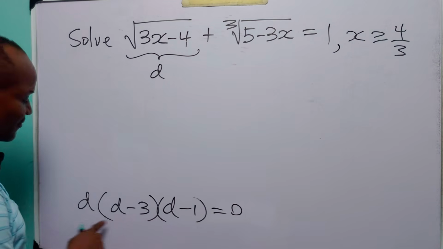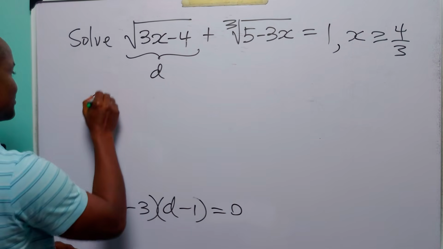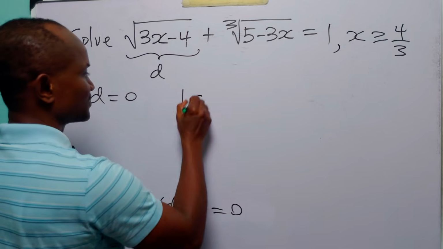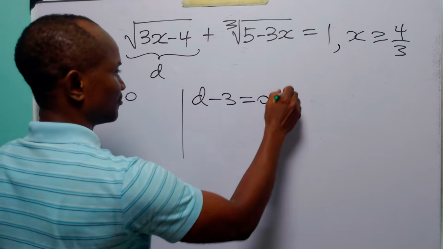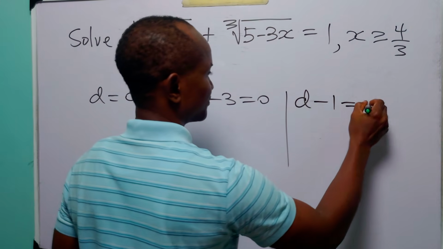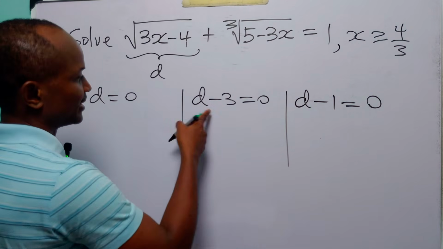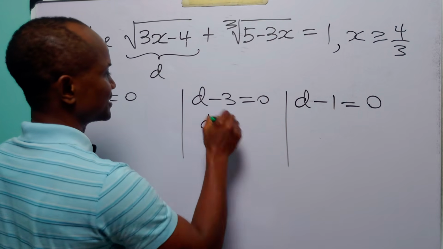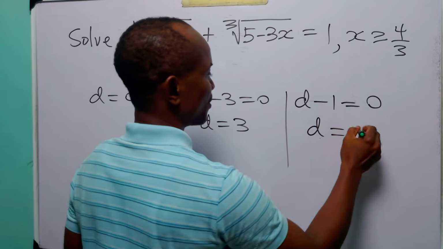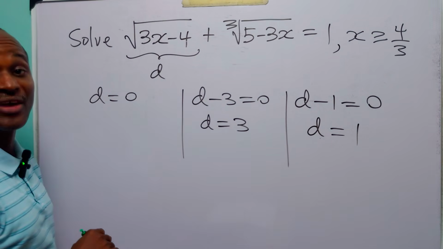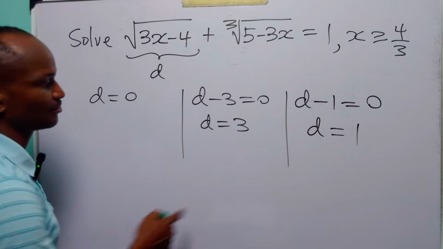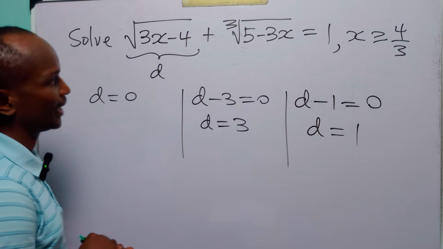And of course, from here we have that either d is equal to 0 or d minus 3 is equal to 0 or d minus 1 is equal to 0. This gives us that d is equal to 3. This gives us that d is equal to 1. So we have three values of d. We have that either d is equal to 0, 3, or 1.